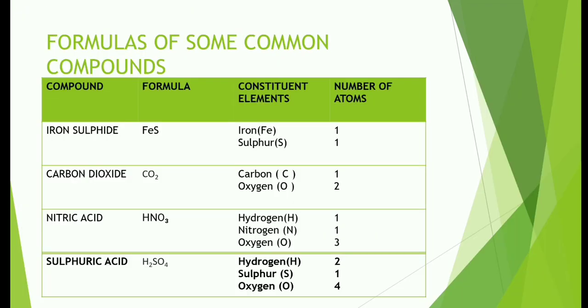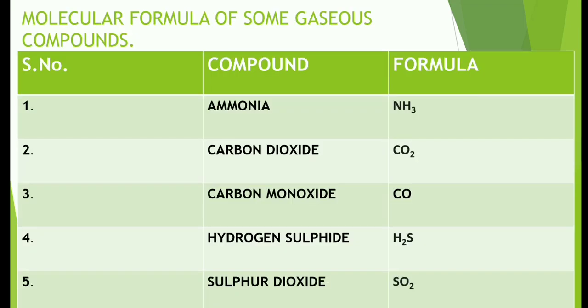Again, if you come back on this table, it will show you how many atoms are there in each kind of element. In Fe there is one atom, in sulfur there is one atom. So if we talk about the formula FeS, this will tell you the name of the compound. The name is iron sulfide. The constituent elements, that is iron and sulfur, and the number of atoms, that is 1 and 1.